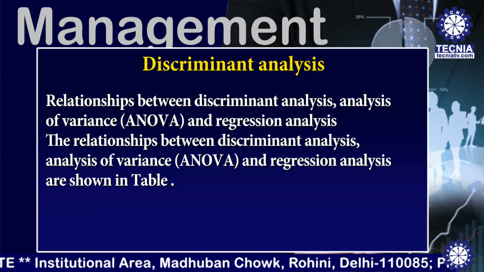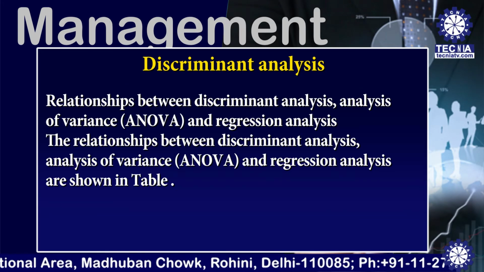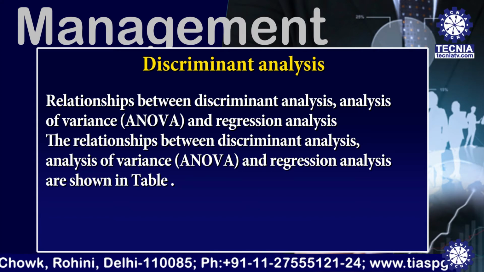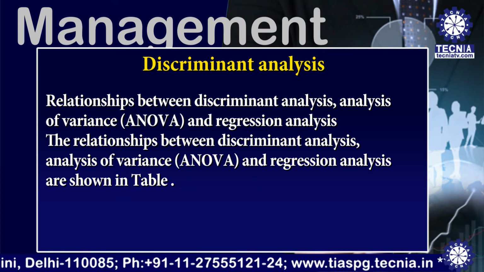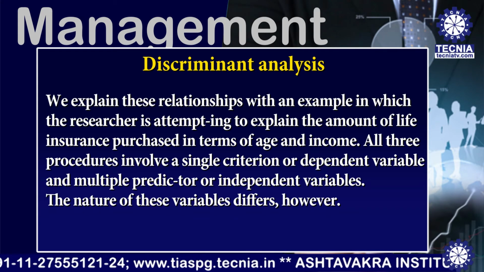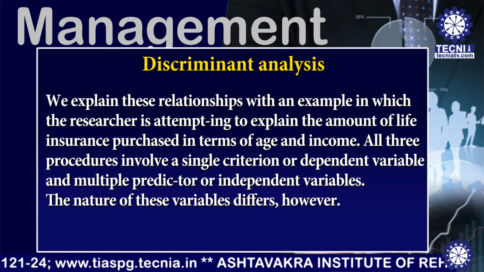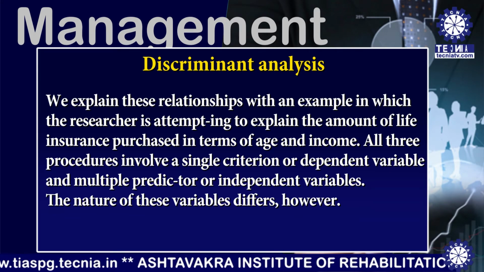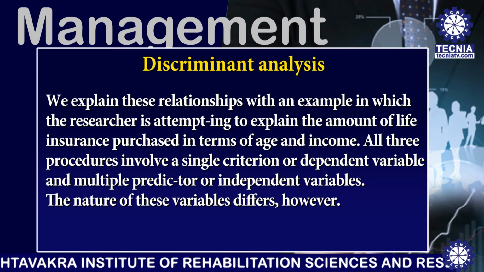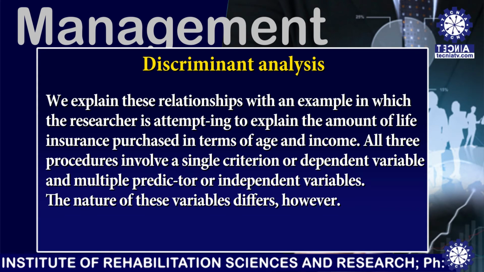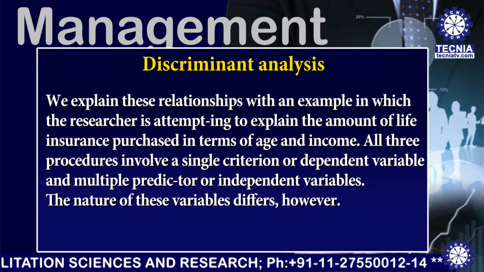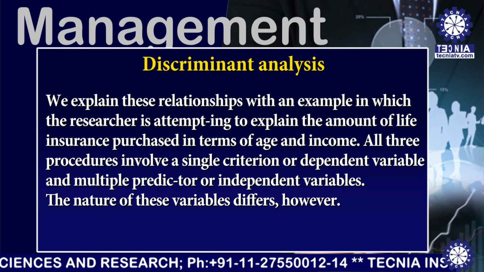Now I am explaining the relationship between discriminant analysis, ANOVA, and regression analysis. The relationship between discriminant analysis, ANOVA, and regression analysis is shown in a table. We explain these relationships with an example in which the researcher is attempting to explain the amount of life insurance purchased in terms of age and income. All three procedures involve a single criteria or dependent variable and multiple predictor or independent variables. The nature of these variables differs, however.